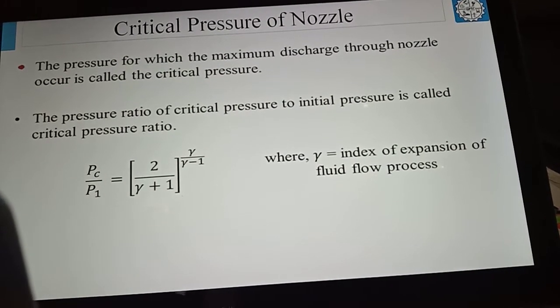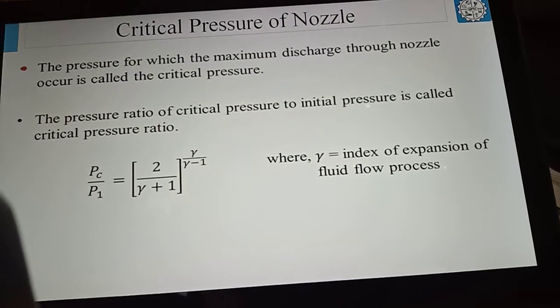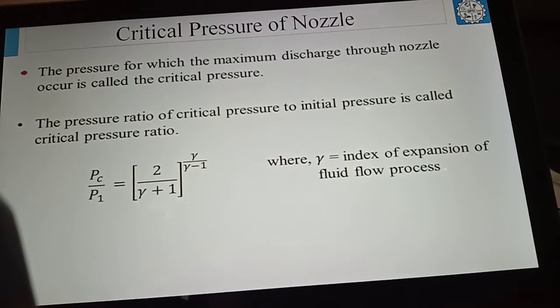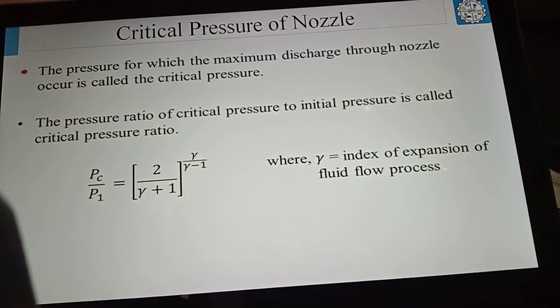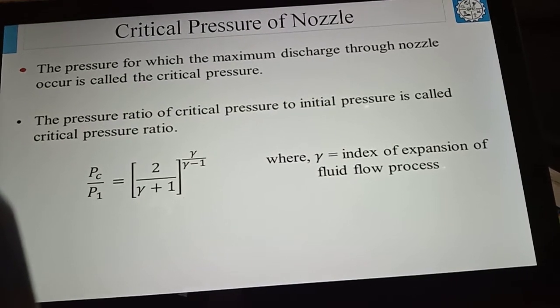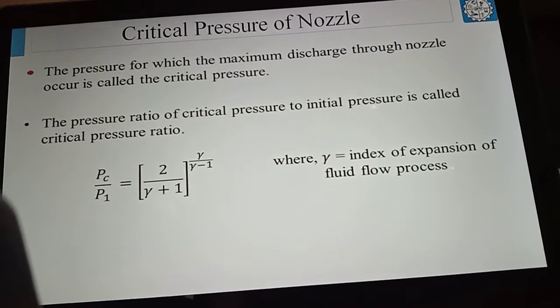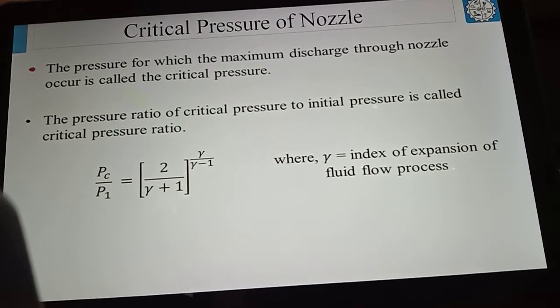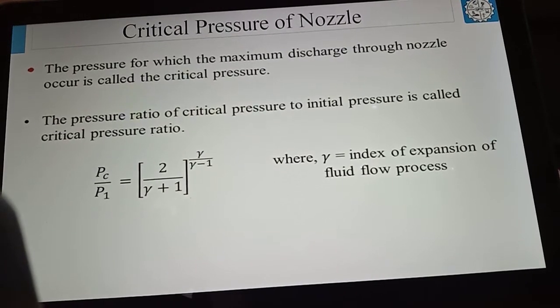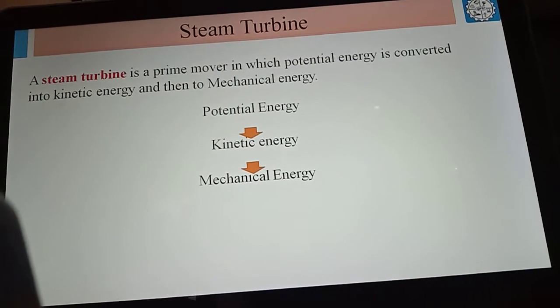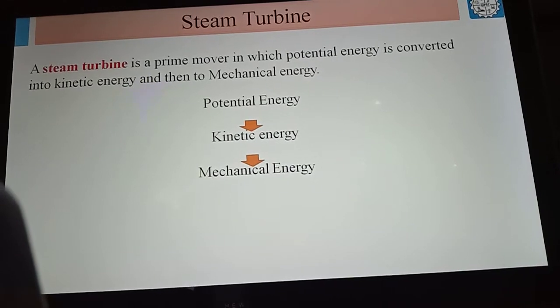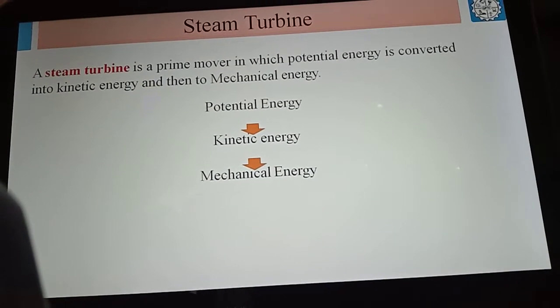Critical pressure of nozzle: the pressure for which the maximum discharge through a nozzle occurs is called critical pressure. Here you can see the equation of critical pressure. Steam turbine. So what is meant by steam turbine?